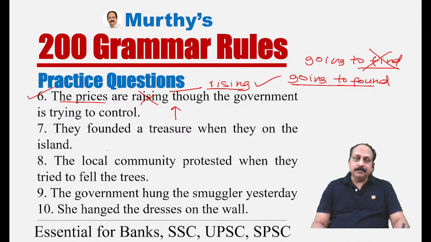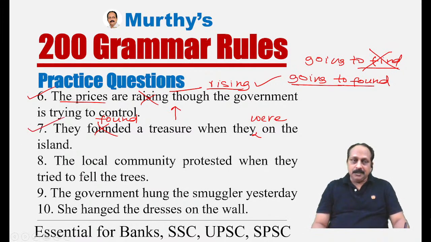Question number 7. They founded a treasure when they were on the island. Yes, they founded is not correct. Discover something by chance: find, found. They found. It is not establishing, it is discovering by chance.